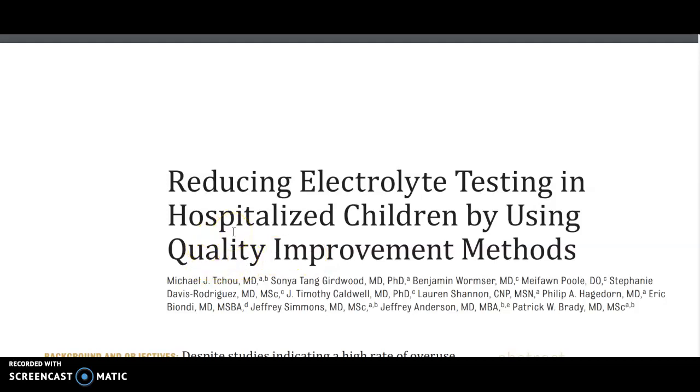So this article deals with electrolyte testing. The idea that these researchers had, or someone in their hospital had, was that children were being tested too much. Their electrolyte testing was going to an extreme that was making higher costs for the hospital, and also potentially raising the children's risk of false positive diagnoses that might mean they might have to be treated for something that they really didn't need to be treated for. So that's why they wanted to investigate.